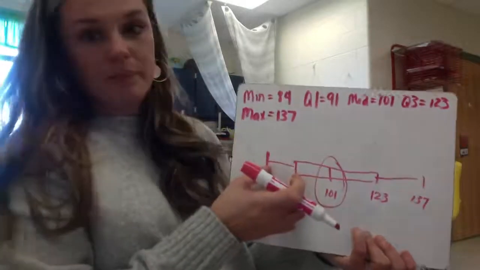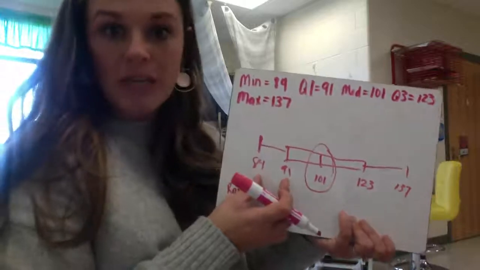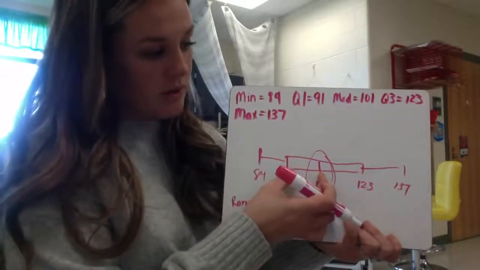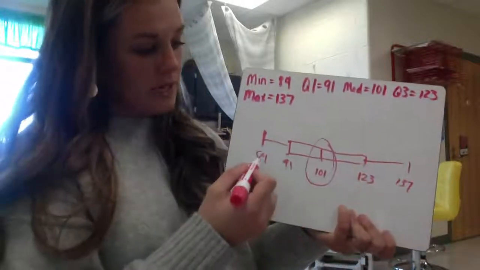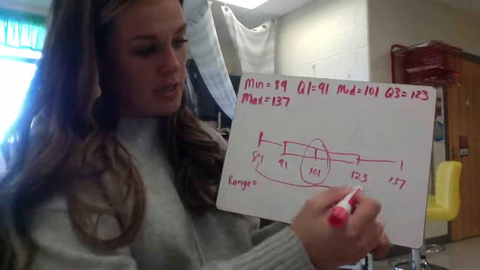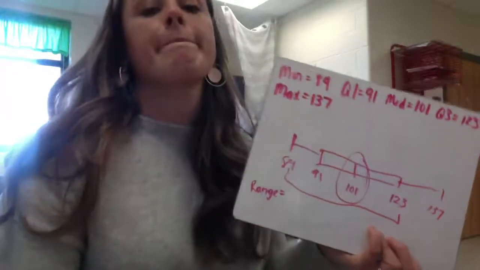Also, what you should know is that each section, so this section from 84 to 91, is 25% of your data. This is 25%, 25%, and 25%. So if it was asking from here to here, that would be 75% of your data, okay? And that's about all I've got for you.